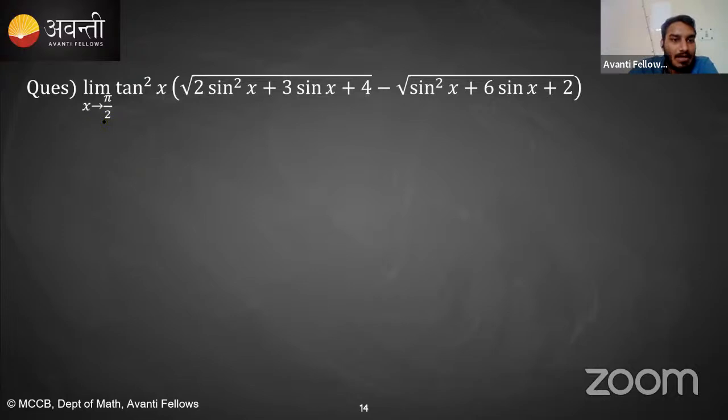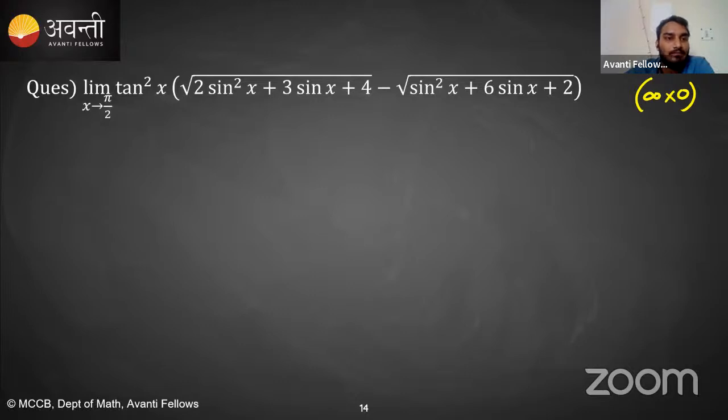This question is saying: limit x tending to pi by 2 of tan square x into (square root of 2 sin square x plus 3 sin x plus 4 minus square root of sin square x plus 6 sin x plus 2). First of all, tell me, as x tends to pi by 2, tan x will tend toward infinity, right? Now put x equal to pi by 2. So you will get root of 2 plus 3 plus 4, so root 9, minus under root of 1 plus 6 plus 2, so root 9. Root 9 minus root 9 is 0. So this is a form of infinity into 0.